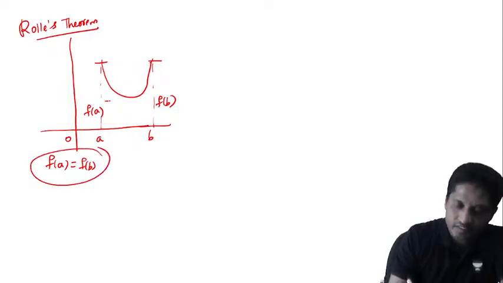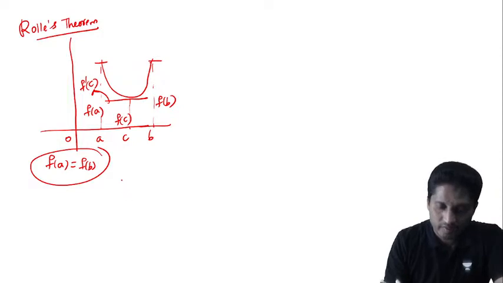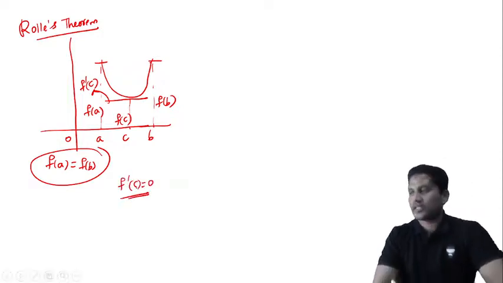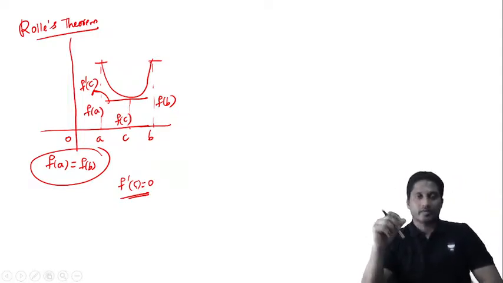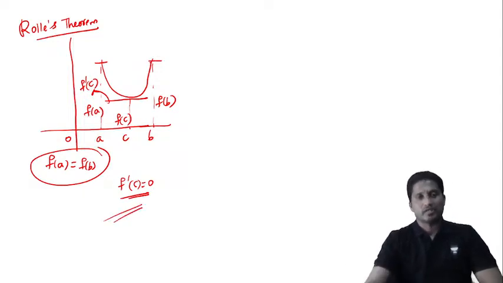Then there exists at least one point c which belongs to the open interval. This is f of c, and this will be equal to f dash of c, so that f dash of c should be equal to 0. This is Rolle's theorem. Continuous in the closed interval, differentiable in the open interval, f of a equal to f of b, then you get a tangent which is parallel to x-axis. f dash of c is equal to 0.